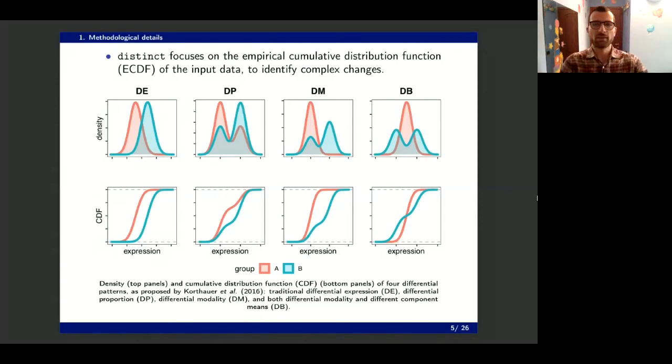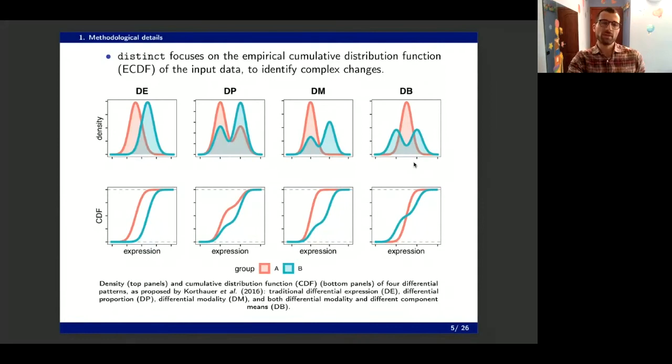So if you take these differential patterns that were proposed by Korthauer for single-cell RNA-seq data, you have canonical differential expression, DE, where there is a shift of the entire distribution; differential proportion, DP, where you basically have two bimodal distributions that are a mixture of two distributions, but with a different proportion of the two mixtures. Then you have differential modality, DM, which compares a unimodal and a bimodal distribution, and DB, which, like the DM, compares a unimodal and a bimodal distribution, but in this case, the overall mean is the same under the two conditions.